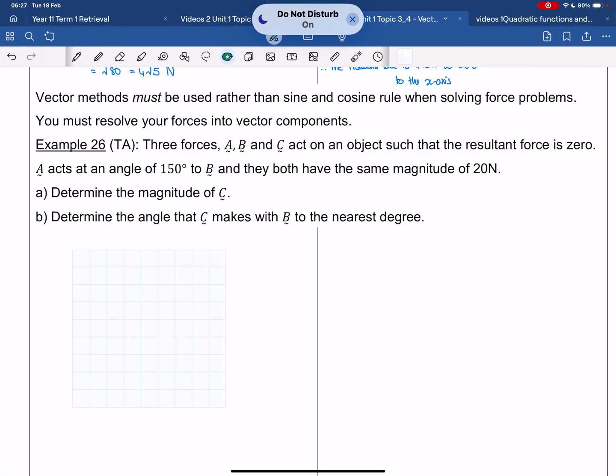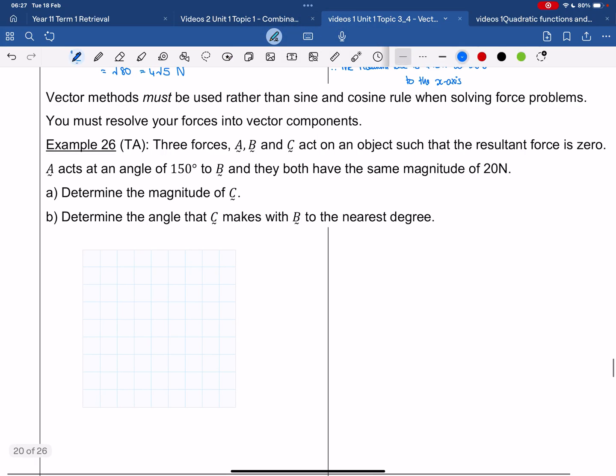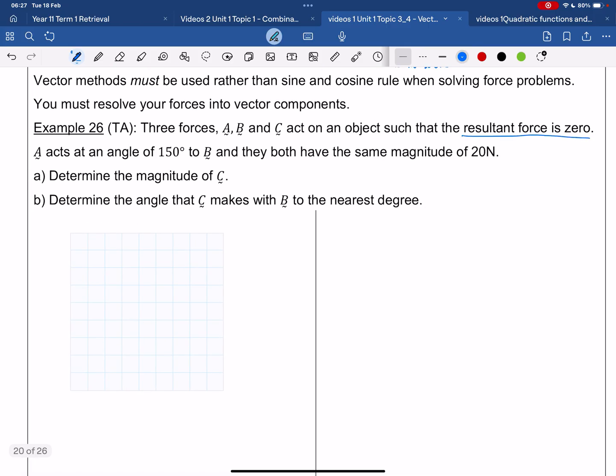Okay, three forces A, B, and C act on an object such that the resultant force is 0. That's important. A acts at an angle of 150 degrees to B, and they both have the same magnitude of 20 newtons. Determine the magnitude of C and the angle it makes with B to the nearest degree.